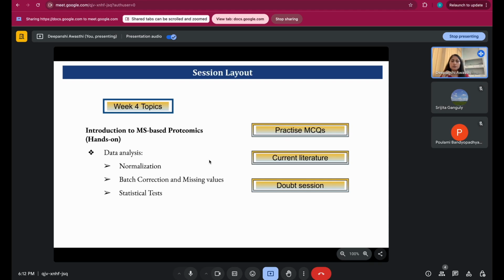Okay, so in today's session we'll look into the week 4 topics. In week 4 you have looked into the mass spectrometry hands-on. You have checked how to analyze different spectra, how to look at the peaks, and how to infer the peptide sequences by looking at those peaks.